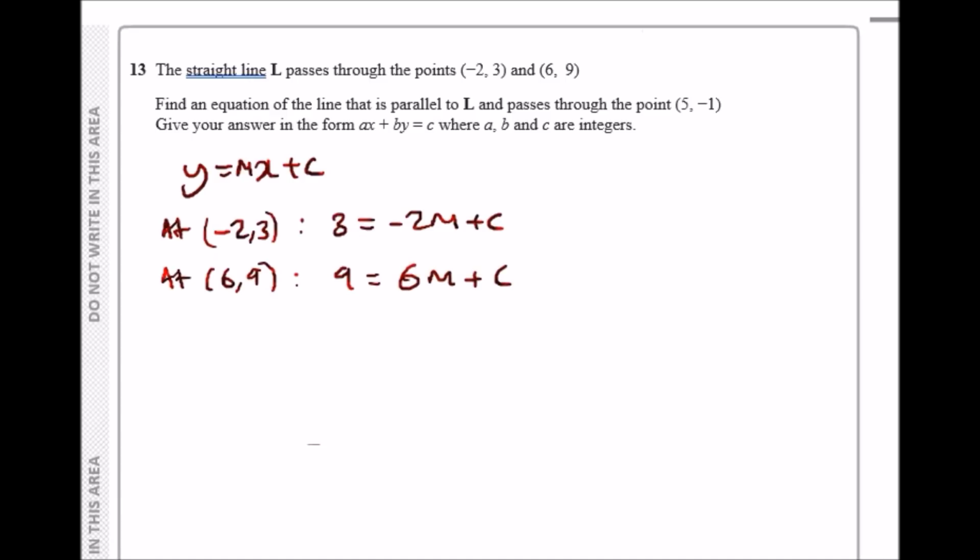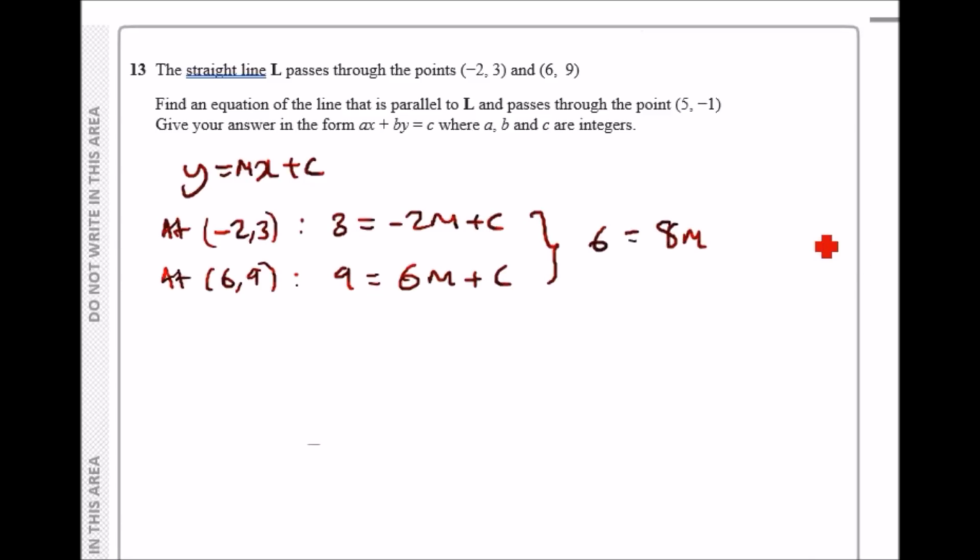And that's it. Now we just solve these simultaneously. So what we could do is subtract the equations. Let's do the second equation minus the first equation. So 9 take away 3 gives us 6. 6m minus 2m, so 6m plus 2m, gives us 8m. And c take away c gives us 0.